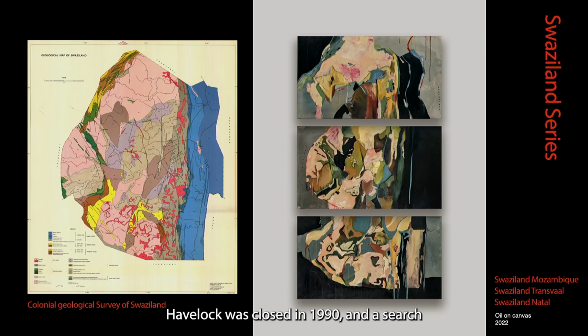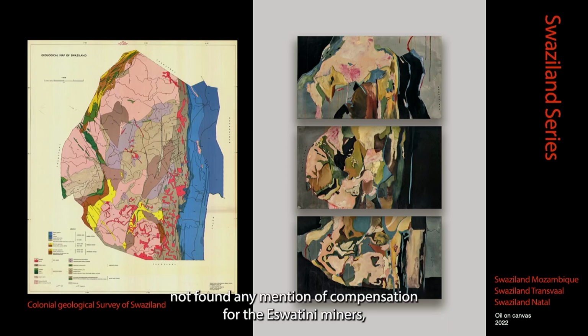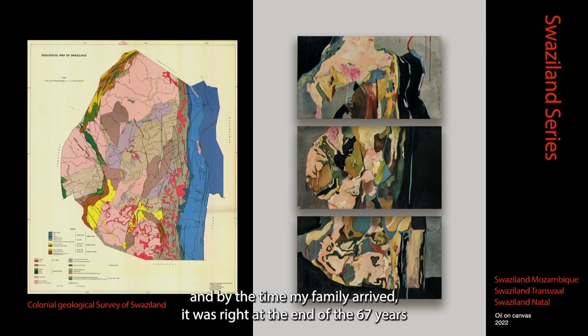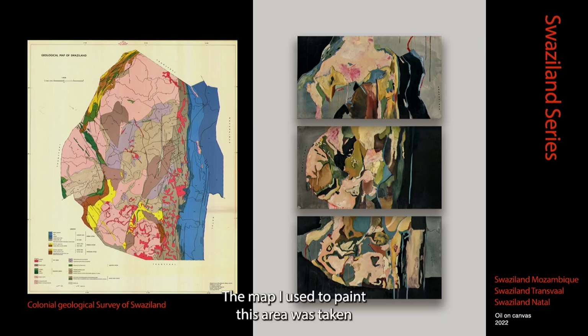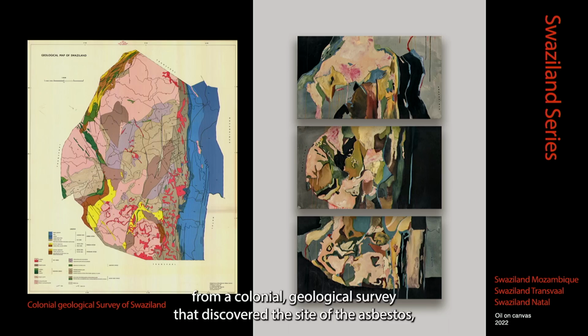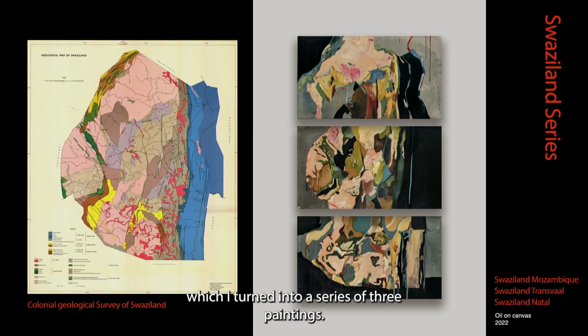Havelock was closed in 1990, and I've searched and not found any mention of compensation for the Eswatini miners. And by the time my family arrived, it was right at the end of the 67 years of production, and millions of pounds had already found their way into the British economy. The map I used to paint this area was taken from a colonial geological survey that discovered the site of the asbestos, which I turned into a series of 3 paintings.